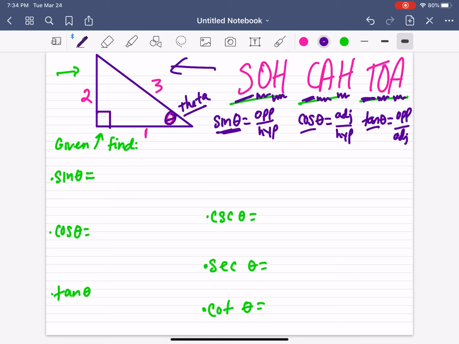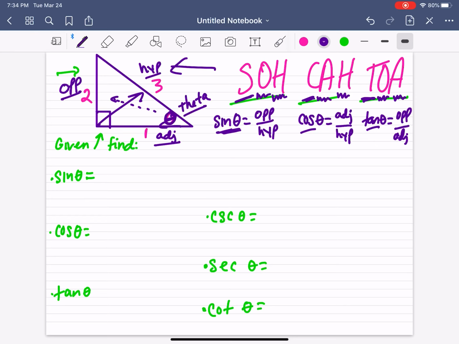If this is the angle that we're looking at, the side right across from it is the opposite. So our opposite side is 2. Now the side right next to it is called the adjacent. Adjacent just means the side right next to it. And of course, the last side is the hypotenuse. The hypotenuse is the side right across from the 90 degree angle.